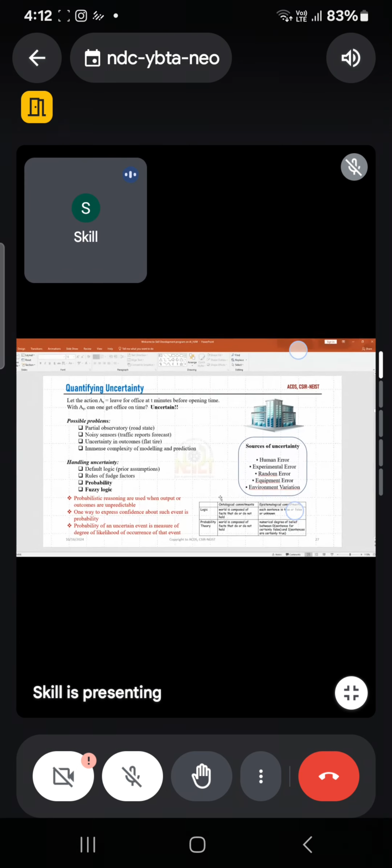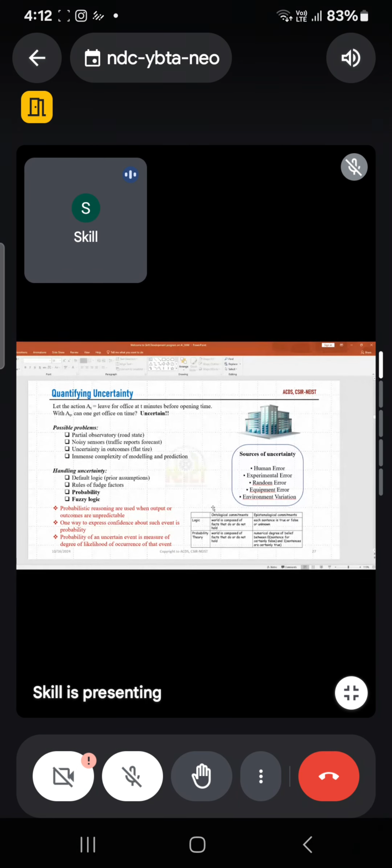So in the last class, we have seen first order logic. Now we will see quantifying uncertainty. And what is uncertainty? Basically, uncertainty is the lack of exact information or knowledge that helps us to find the conclusion.